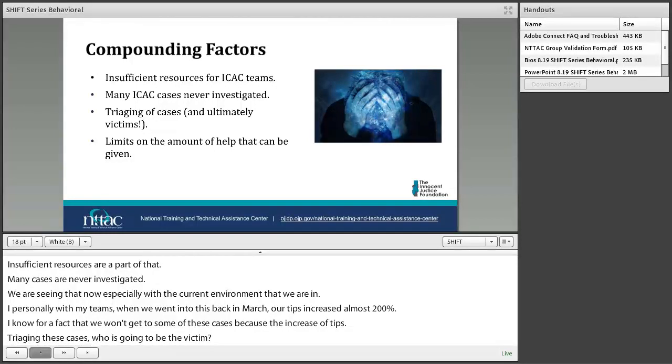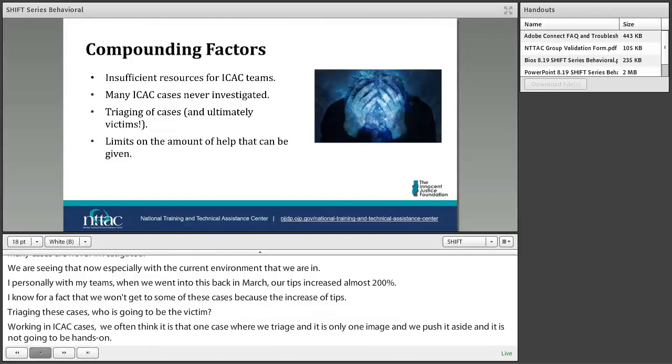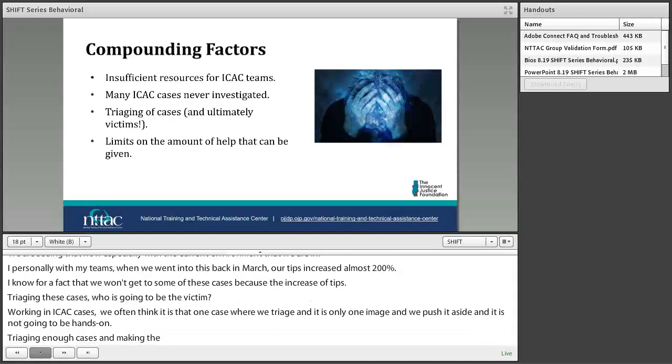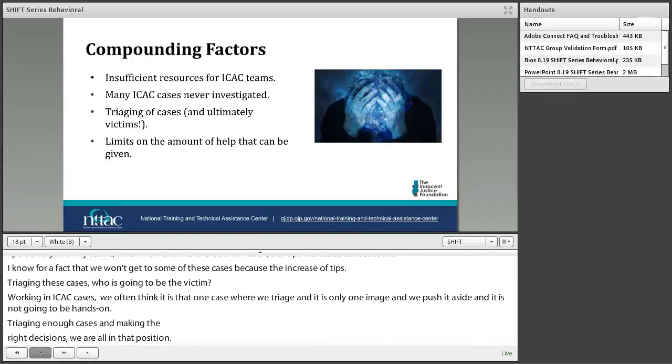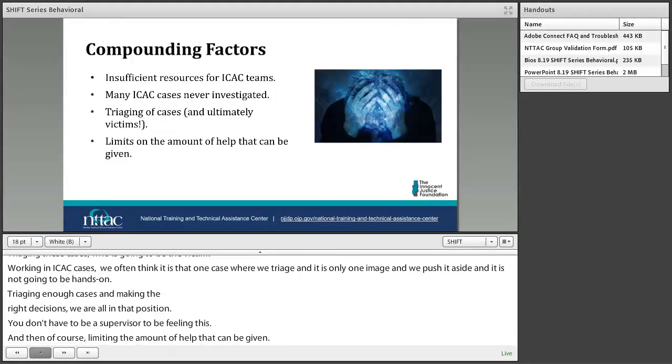And we're all in that position. We have our own caseload. You don't have to be a supervisor to be feeling this. And then, of course, limiting the amount of help that can be given. Unfortunately, with some of the isolation that we're dealing with now throughout the country, with working from home, we may start feeling isolated. Again, that's one of our compounding factors, that we're feeling some of that pressure.